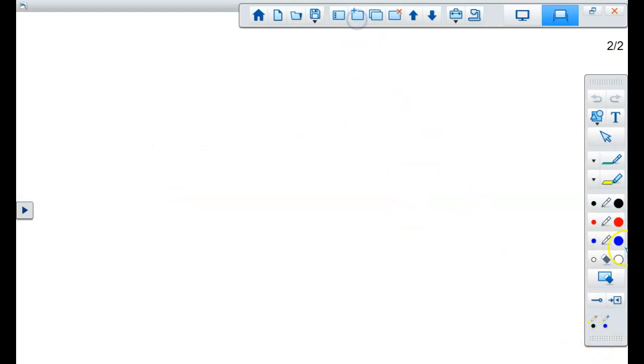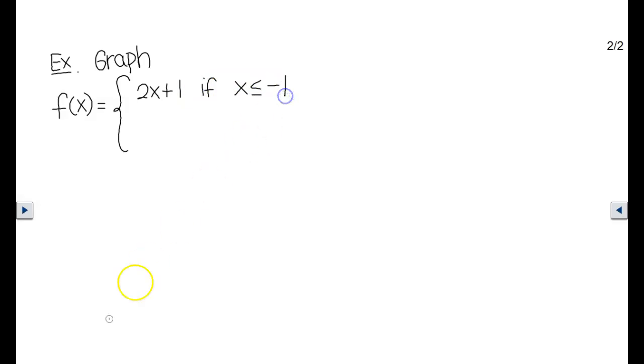All right, so here is our first example. We are going to graph f of x equals 2x plus 1 if x is less than or equal to negative 1, and 3x if x is greater than negative 1.